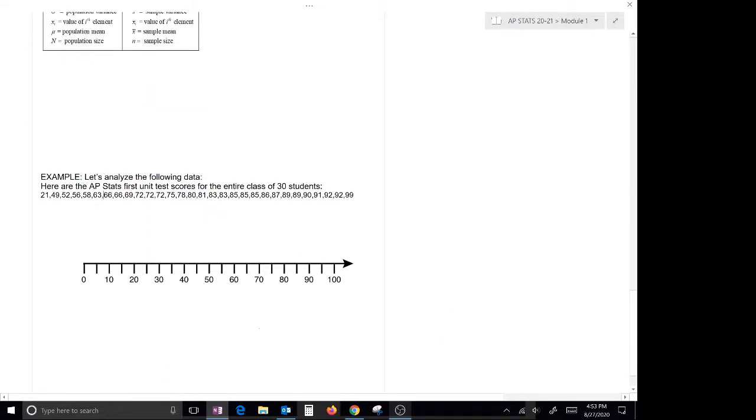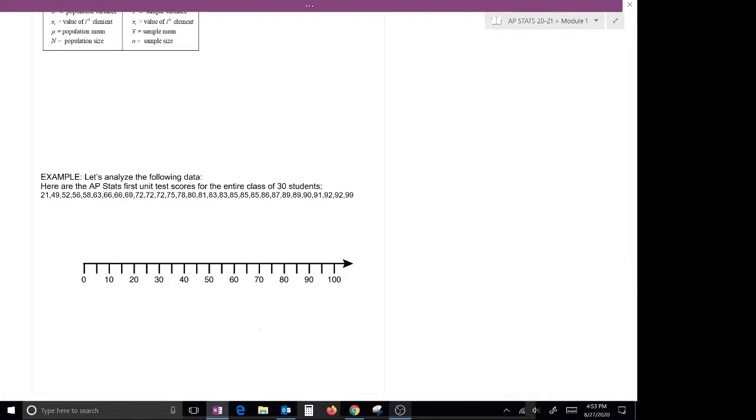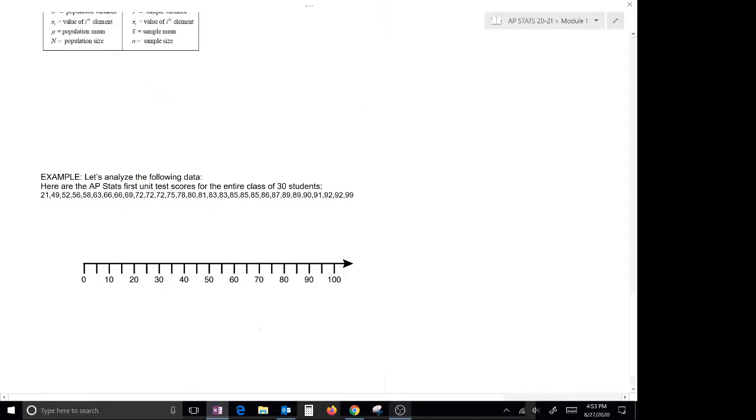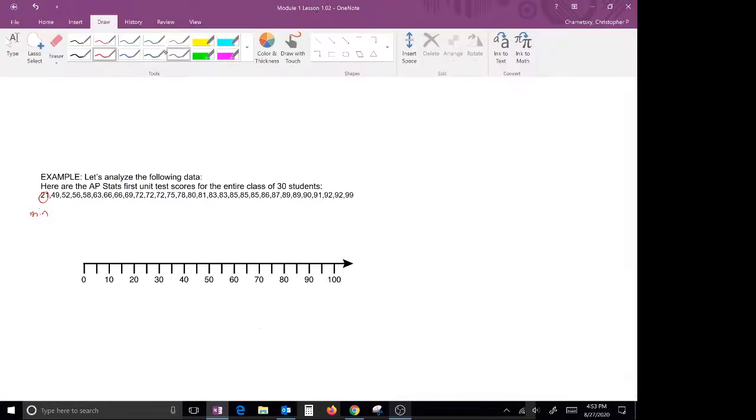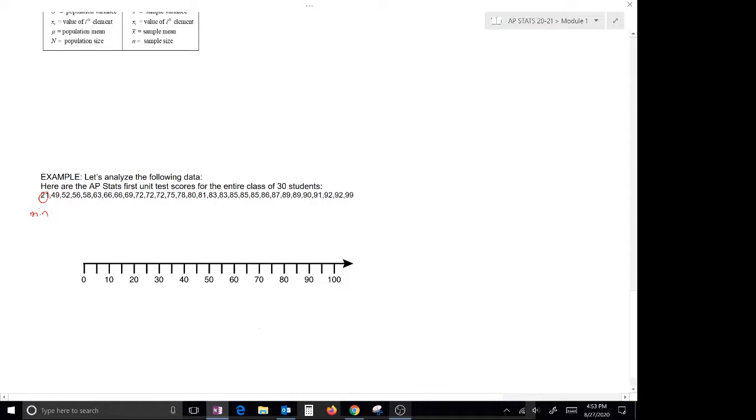So, first thing, let's find our minimum and our maximum. Well, I've actually taken the liberty and organized all of our scores from lowest to highest. So that's nice. That makes finding the minimum pretty easy. That's just going to be 21. Our maximum is also very easy. That's going to be 99.